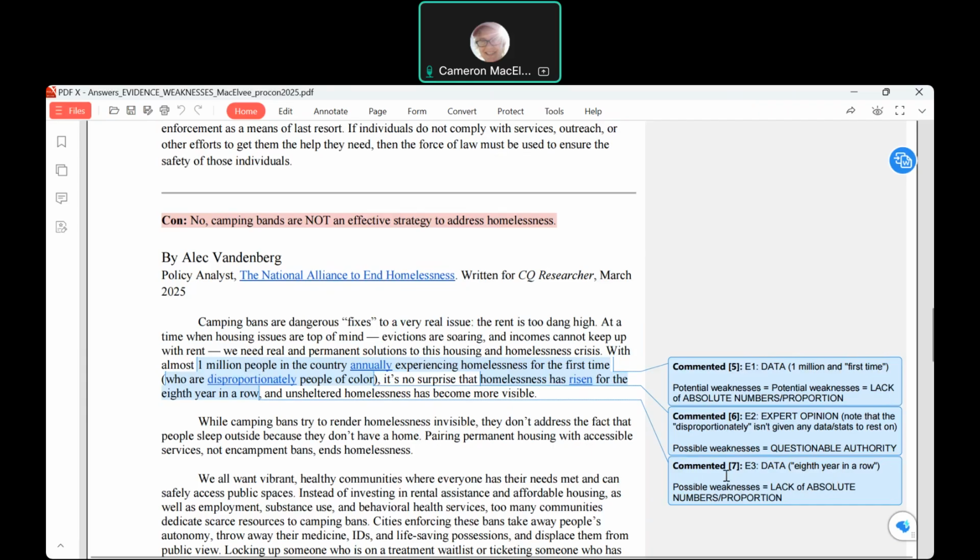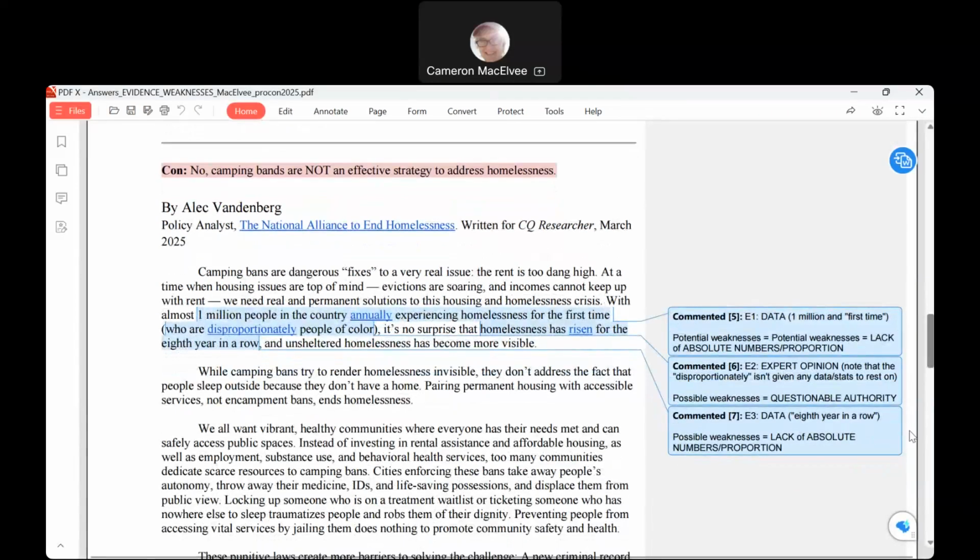Moving on to his third piece of evidence, it's no surprise that homelessness has risen for the 8th year in a row. Again, this is data, the 8th year in a row. We don't have any sort of proportion to compare that to. Has homelessness been rising 10 years in a row previous to this or 2 years in a row previous? We don't know. So a lack of absolute numbers.